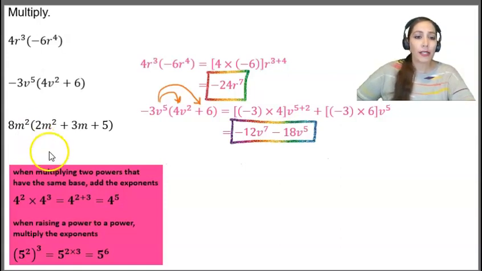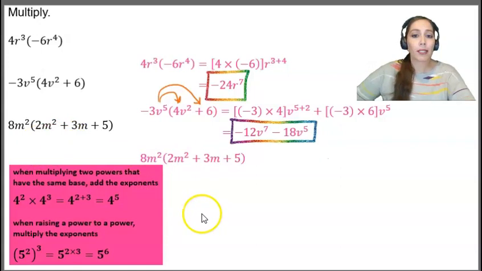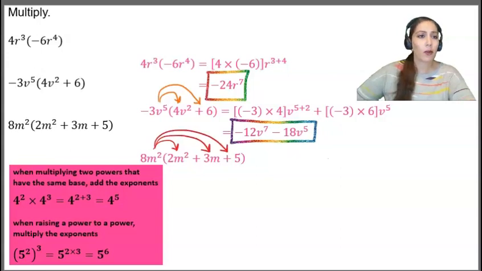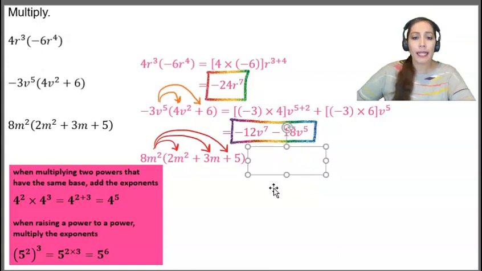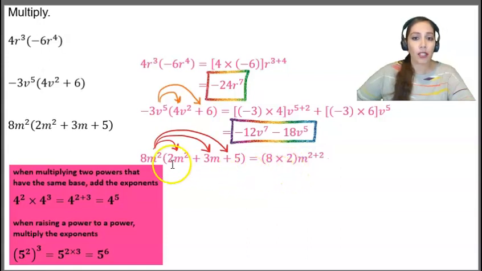And on our last one down here, we have a monomial times a trinomial. So we have 8m squared times the quantity 2m squared plus 3m plus 5. We are going to distribute this 8m squared to each one of these terms by multiplying it. So on our first one, we have 8m squared times 2m squared. So we will group the 8 and 2 together and multiply those coefficients. And m squared times m squared. They both have the same base, so we're going to add the exponents together.